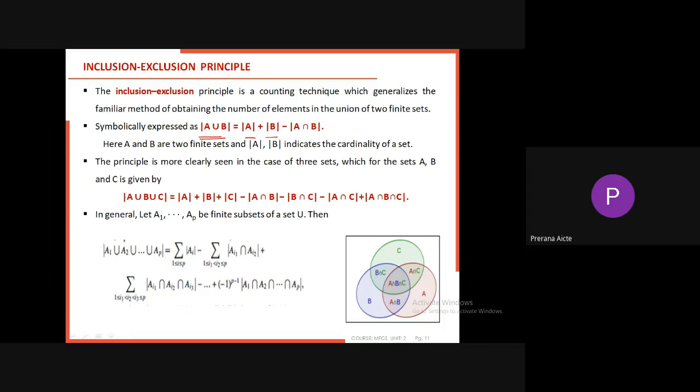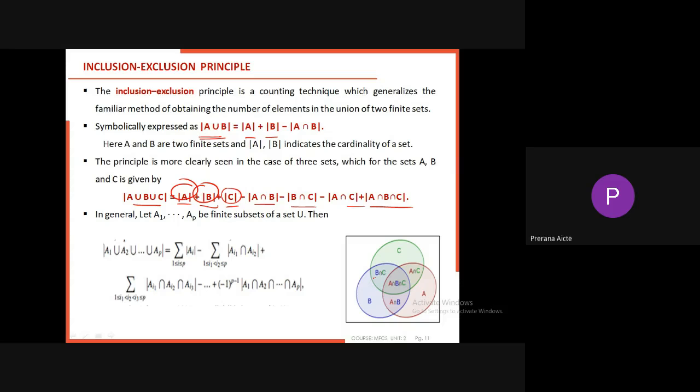And the same thing can be extended for three sets: n of A plus n of B plus n of C minus n of A intersection B minus n of B intersection C minus n of A intersection C plus n of A intersection B intersection C. If you observe here, while counting for either two sets or three sets, we are adding some values and subtracting other values. Why we do it like this is, while considering set A, let us say set A, set B, set C, okay.